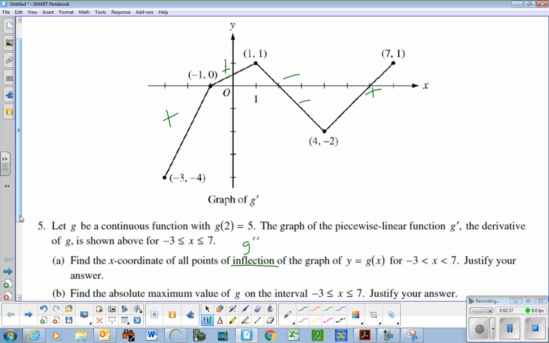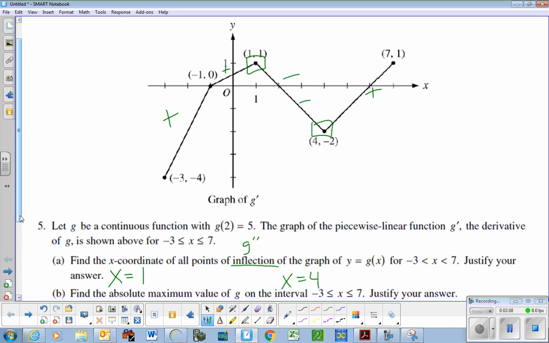Now, with inflection points, we know inflection points is where concavity changes. So when we look at a graph of G prime, it's going to be where the slope changes on the graph of G prime. So the slope changes at 1 and at 4. So that would be your answer. So for this problem, we have x equals 1 and x equals 4.